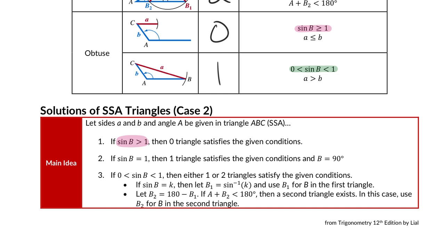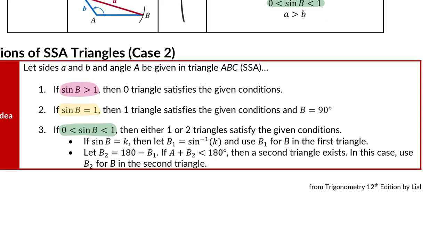If the sine of the angle B is exactly equal to 1, then that's nice. That's a right triangle. Easy peasy. But if, and most of them fall into this category, the sine of the angle you're looking for is between 0 and 1, then either 1 or 2 triangles will exist, and we have to find either 1 or 2 triangles.